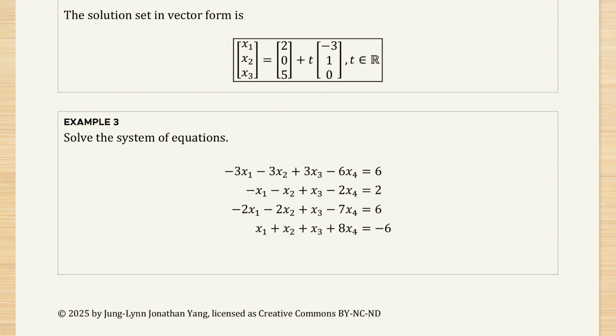In this system of equations, there are 4 unknowns: x1, x2, x3, and x4. We're also given 4 equations. By inspection, meaning by looking at these equations, equations 1 and 2 look like they are multiples of each other. Multiplying equation 2 by 3, we get equation 1.